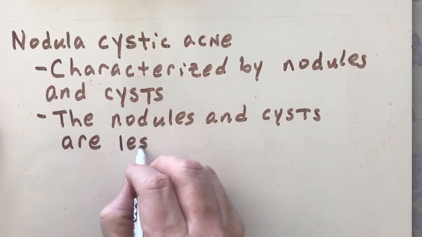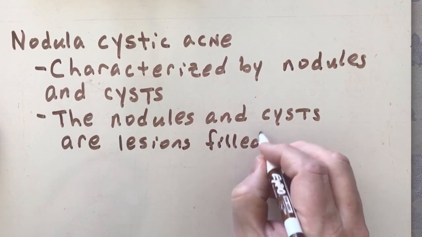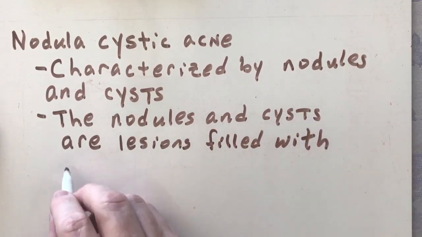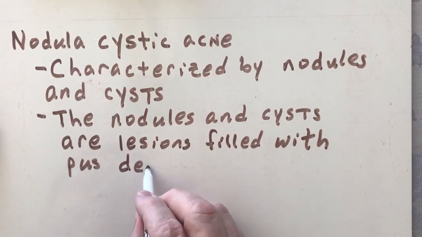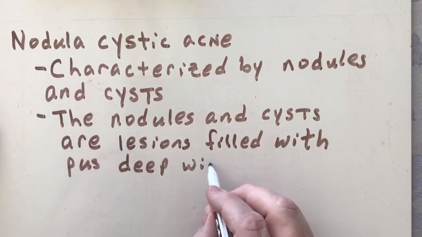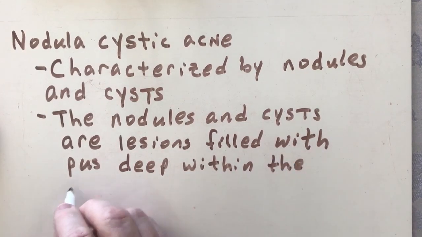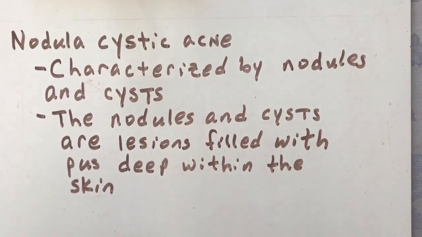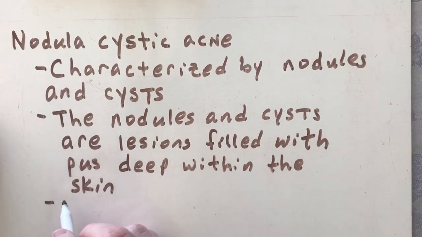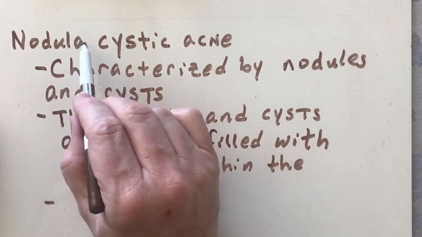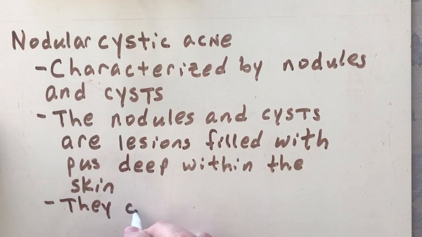Let's put it this way. These are lesions filled with pus, and that are under the skin or deep within the skin. Okay, so because it's underneath, you don't really, well, you see acne, but you also see the cyst. All right, these can leave scars. And nodular cystic acne, actually, this should have an R right there. Nodular cystic acne. They can leave scars as they heal.